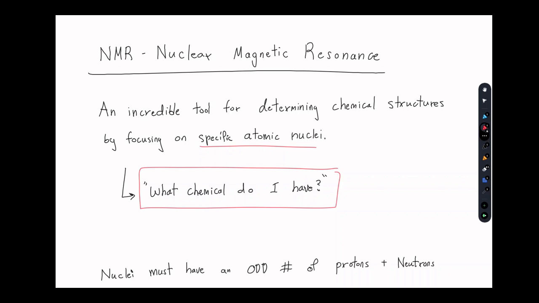Nuclear magnetic resonance really allows us to answer that question with a lot more certainty by providing us very detailed structural information that will allow us, from a spectra and a chemical formula alone, to develop and be very confident about the full structure of an unknown chemical. In order to use NMR, again, we need to focus on specific atomic nuclei. Those nuclei must have an odd number of protons and neutrons. Let's discuss some common atoms we're going to be seeing.